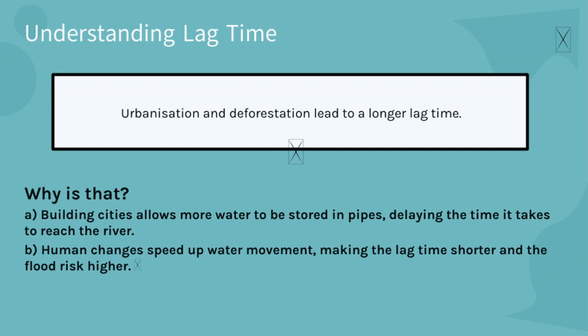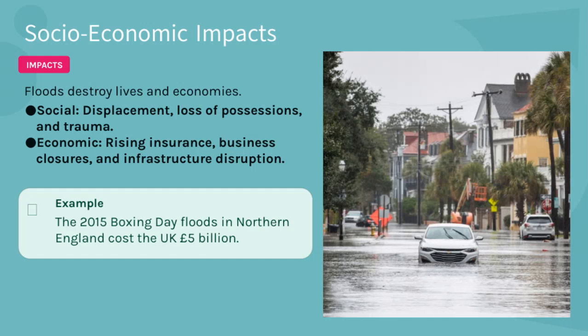When answering GCSE questions about flooding, try to include this chain of reasoning. Urbanization or deforestation reduces infiltration and increases surface runoff. This means water reaches the river more quickly. As a result, lag time becomes shorter and peak discharge becomes higher. This increases the risk of flooding. That is a strong explanation because it links the cause to the process and then to the outcome. Now that we understand the causes of flooding, let's look at the impacts.